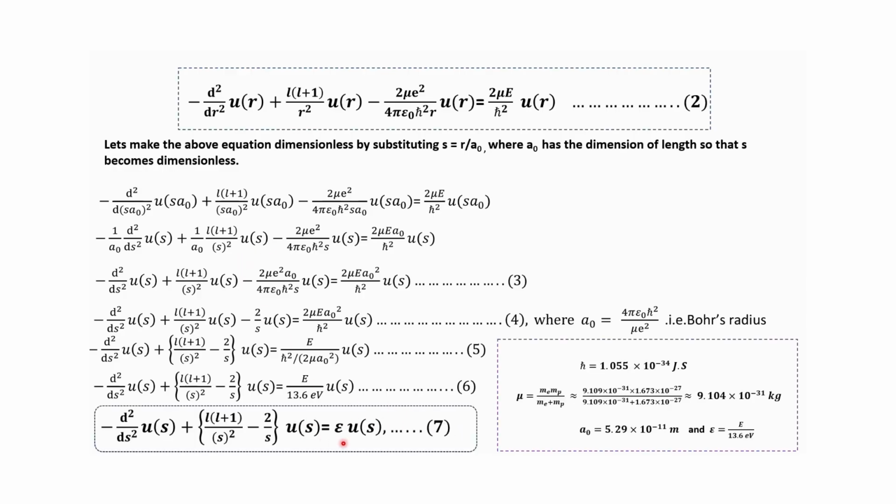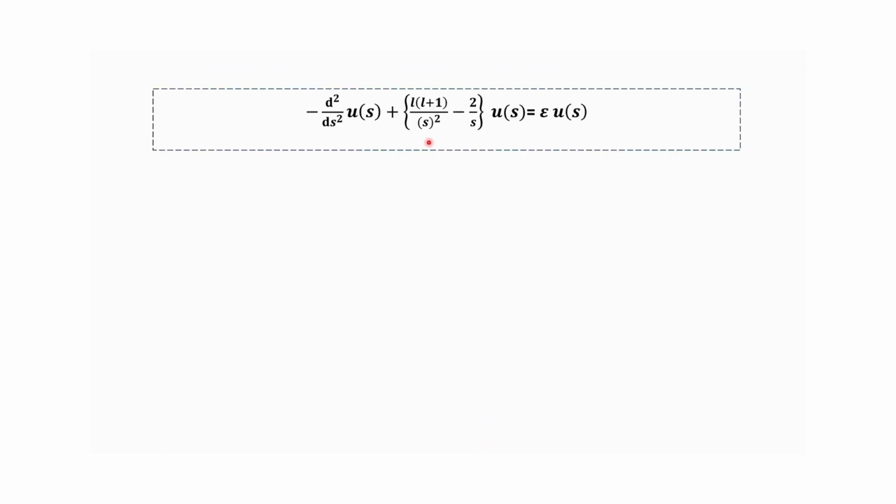In equation number 7, the value of epsilon naught is capital E upon 13.6 electron volt, which is again a dimensionless quantity. The denominator of equation number 6 has been calculated with the help of these parameters, which are in SI units. So this is the simplest form of equation number 2, in which each term is dimensionless.